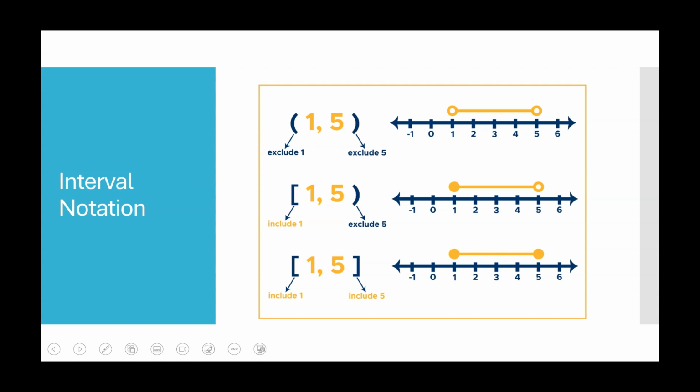Before we do that, this is just a nice screenshot. Save it if you want. You can see that this open dot and this round bracket means 1 is not included. A filled dot and a square bracket means 1 is included. And they mix and match, right? You can see we have 1 is included and 5 is not. Or they could both be open or both be closed.